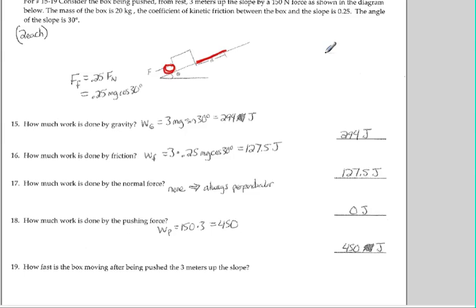The box has 20 kilograms, so it's a pretty heavy box. And the coefficient of kinetic friction we're given is 0.25, and the slope has a constant angle of 30 degrees throughout that 3-meter journey. Okay, so the first question that we need to be able to do is how much work is done by gravity, and then we'll look at how much work is done by friction.